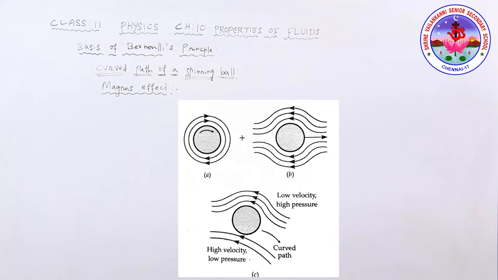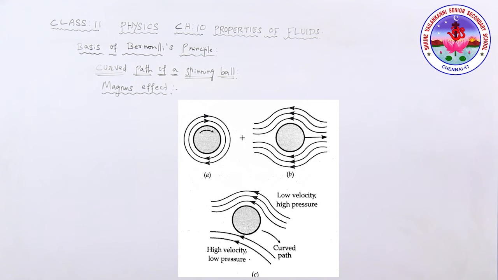See children, this is the next application of Bernoulli's principle. It's the curved path of a spinning ball. We can say it's the Magnus effect. When the ball spins about an axis perpendicular to its horizontal motion, it carries with itself a layer of air due to the viscous drag.